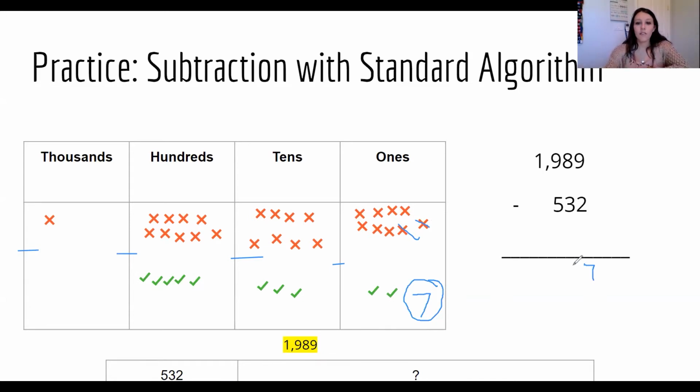So we're going to have 5 left over, right? So I'm writing a 5 here, and that's going to be our tens digit. Now if we look over at the standard algorithm, we have 8 minus 3. 8 minus 3 is 5, right? So I'm going to write a 5.